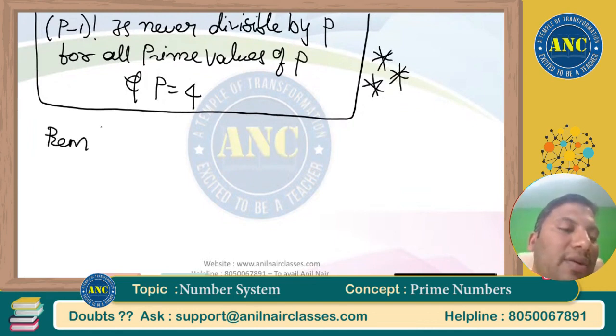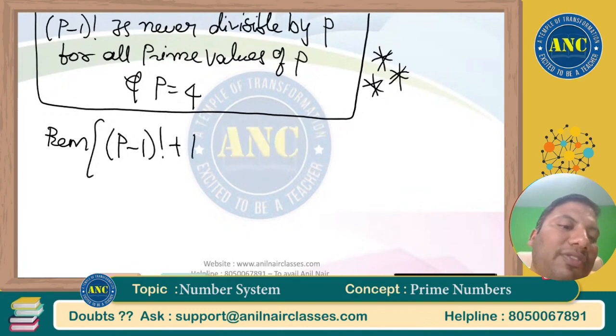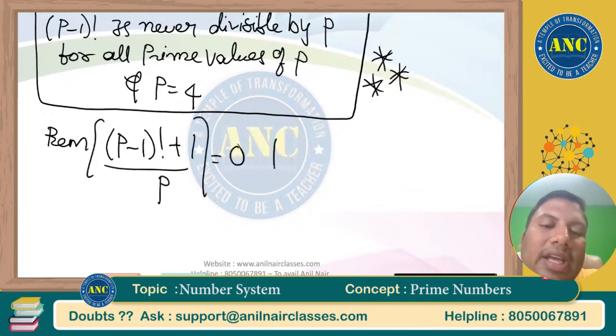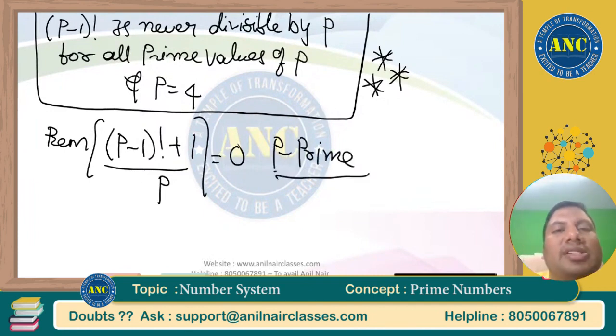Next, now we will see Wilson's theorem application. (P minus 1) factorial plus 1, when divided by P, gives remainder 0 as long as P is a prime number. I hope the idea is clear. If P is a prime number, you can use Fermat's theorem, Wilson's theorem, and the divisibility rule to get the remainders.